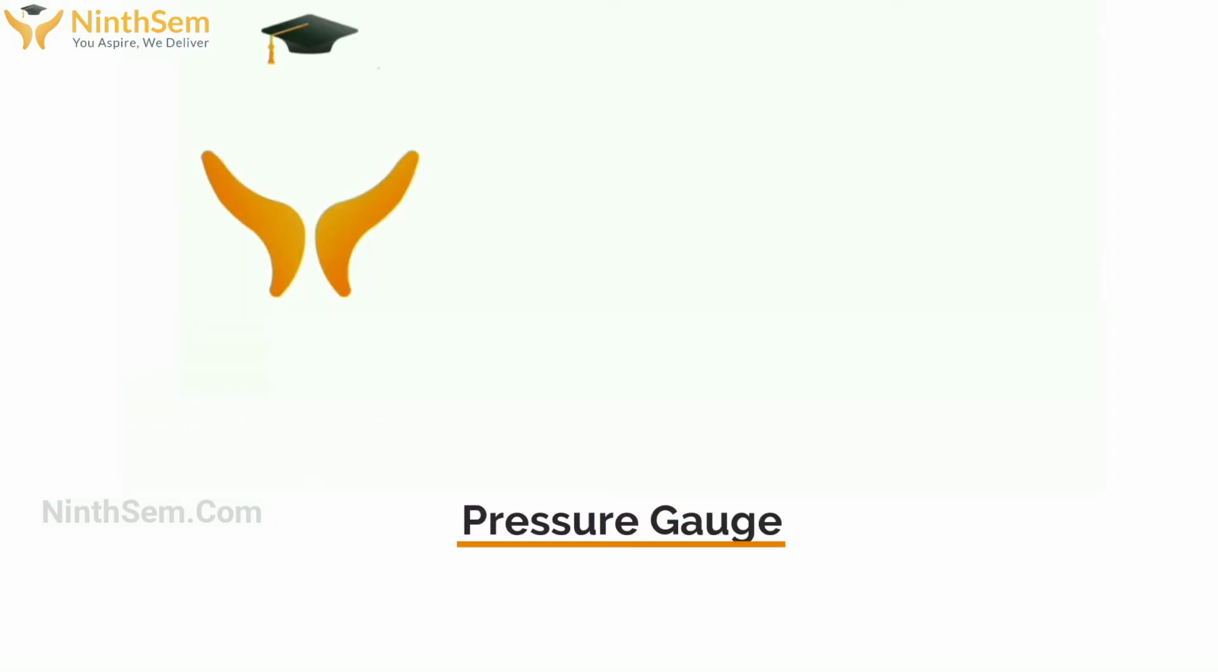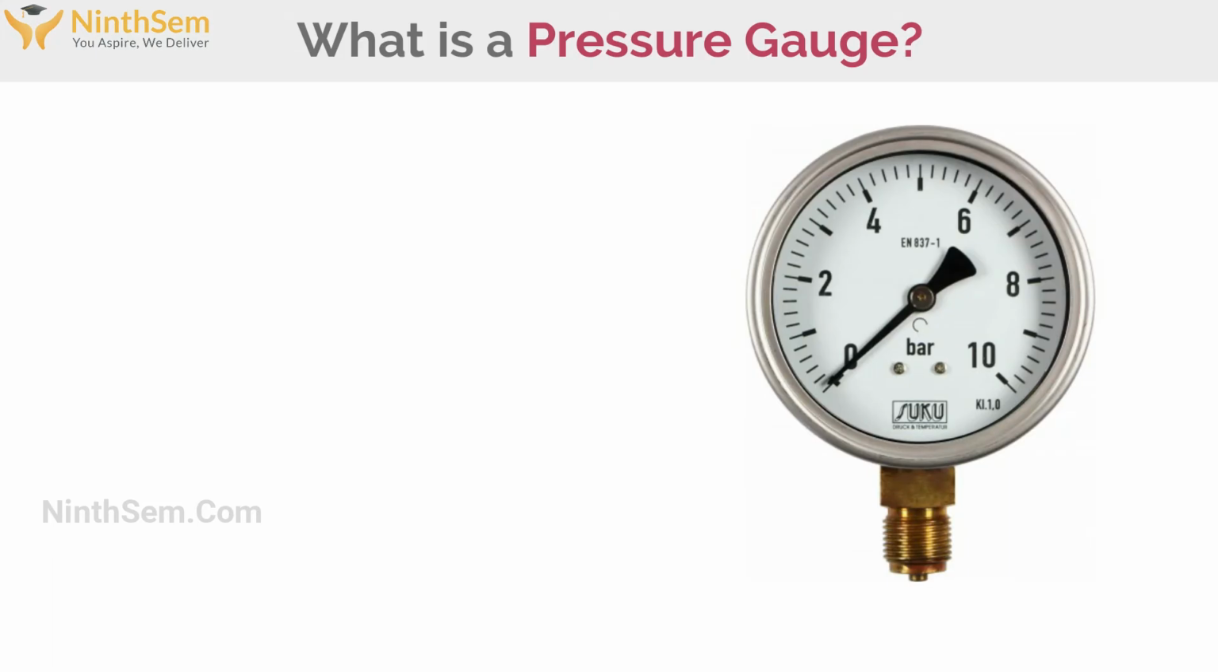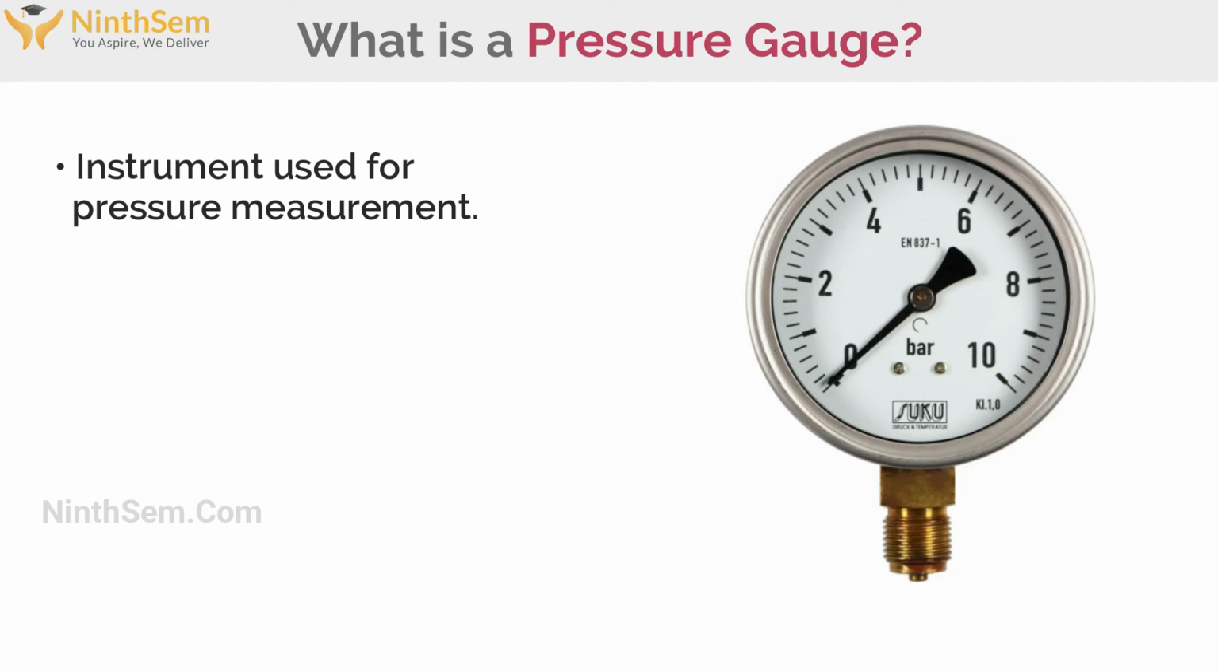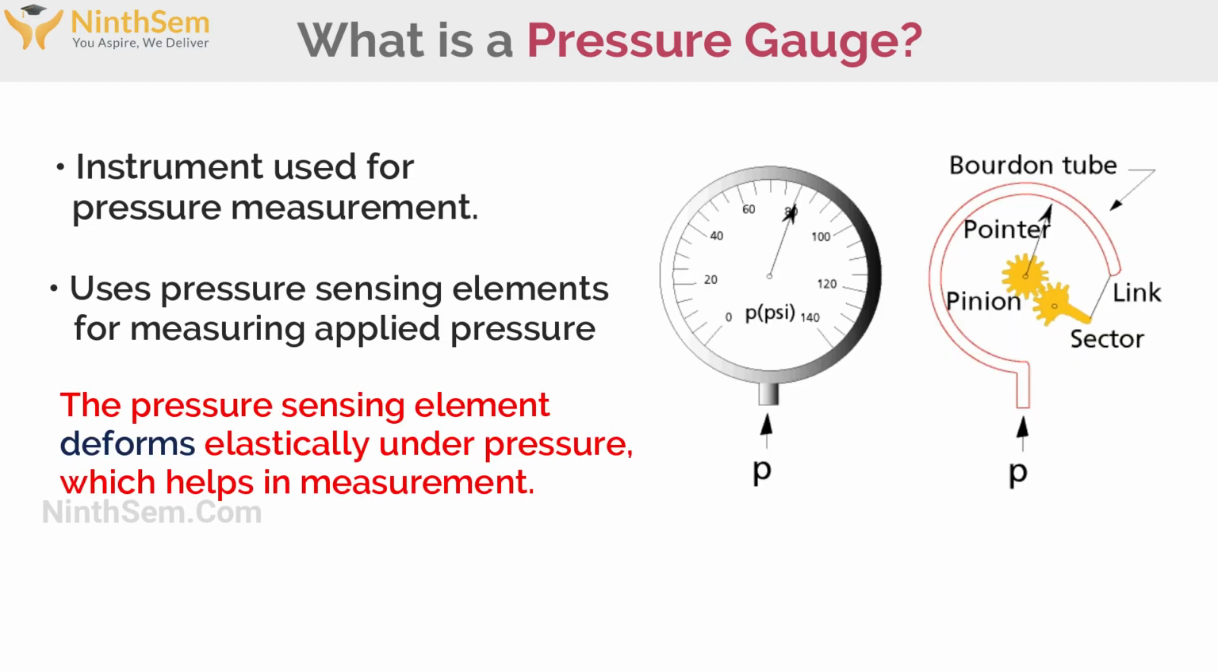In this session, I am going to explain about pressure gauge. In my previous session, I explained the introduction of pressure measurement. So let's start. What is a pressure gauge? A pressure gauge is generally used to measure pressure. A pressure gauge uses a pressure sensing element for measuring the applied pressure. The pressure sensing element deforms elastically under the pressure. That means when we apply the pressure, the sensing element deforms elastically, which helps us to measure the pressure.